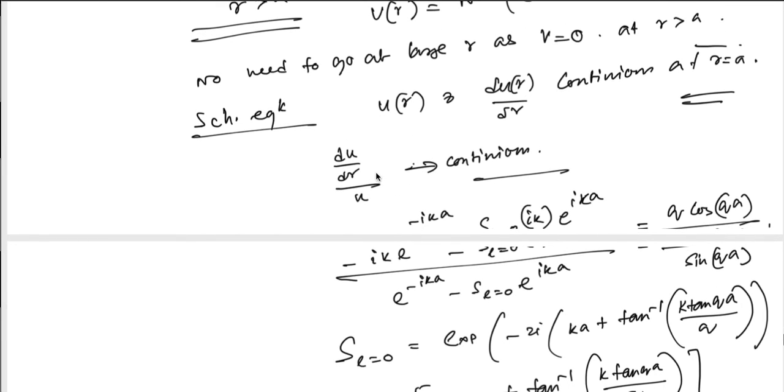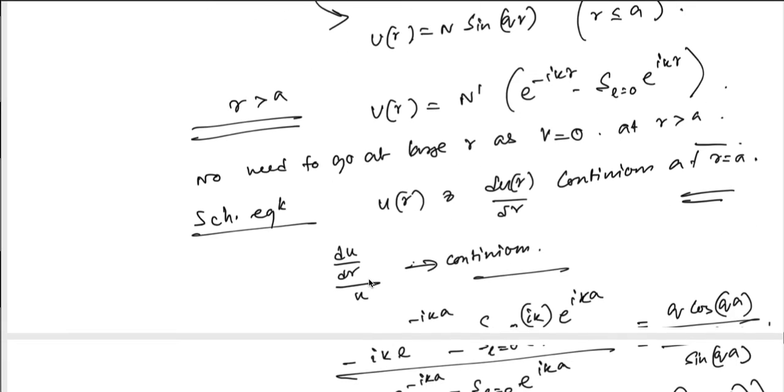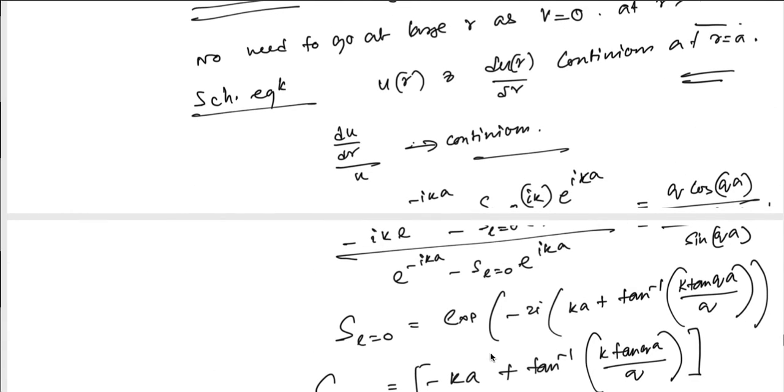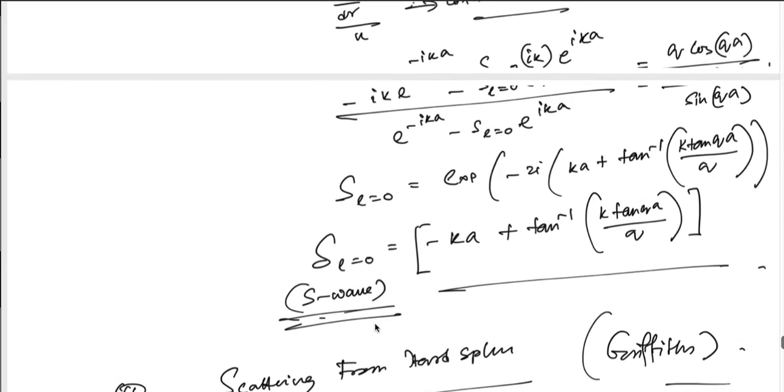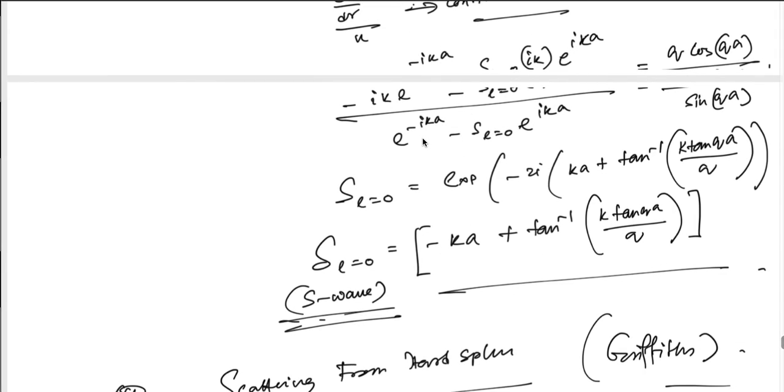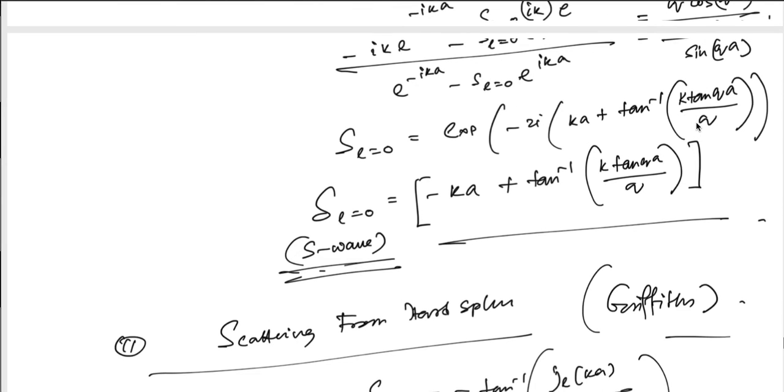So for that we calculate this du/dr divided by u at r equal to a with these two expressions on the two sides. When we do that, I get this particular line, and the unknown quantity is S_L here. With a little bit of algebra, using componendo dividendo, we can work out this S_L. Now, S_L is of the form e to the power, because we know this has to be a phase. So this is basically 2 delta_L. So delta_L must be minus Ka plus tan inverse of K tan(Qa) by Q. So we learned what the phase shift is.